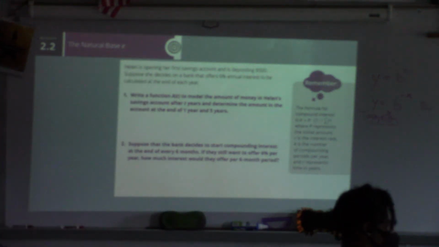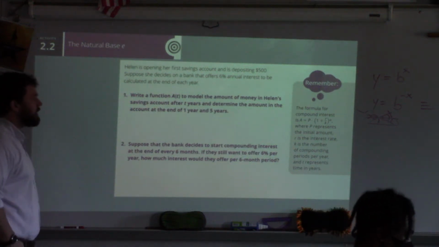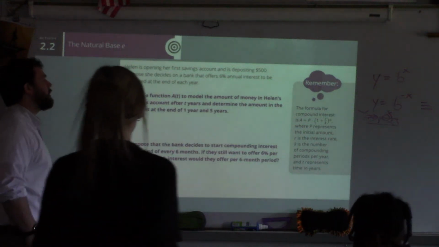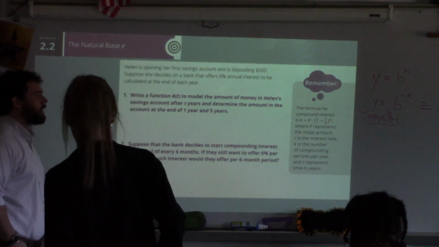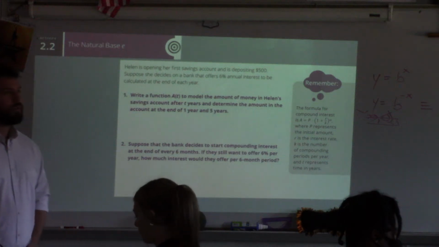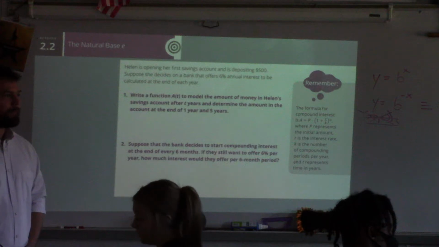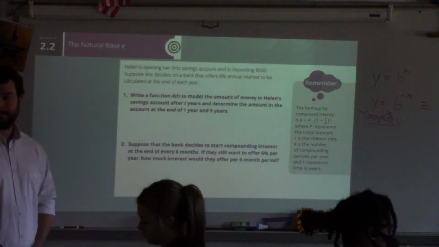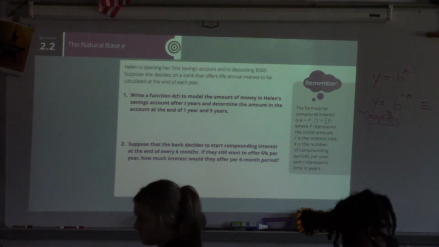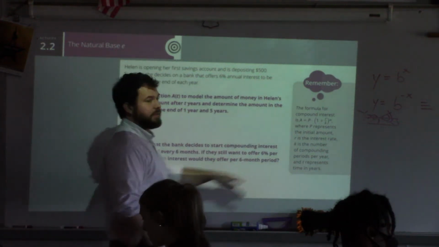Suppose she decides on a bank that offers 6% annual interest to be calculated at the end of each year. So write a function A of t to model the amount of money in Helen's savings account after t years and determine the amount in the account at the end of 1 year and 5 years. Is it a safe assumption that we do not know the compound interest formula from Algebra 1? Safe assumption? Never even heard that word. Yep. What is compound interest? So, the formula is actually given to you right here.